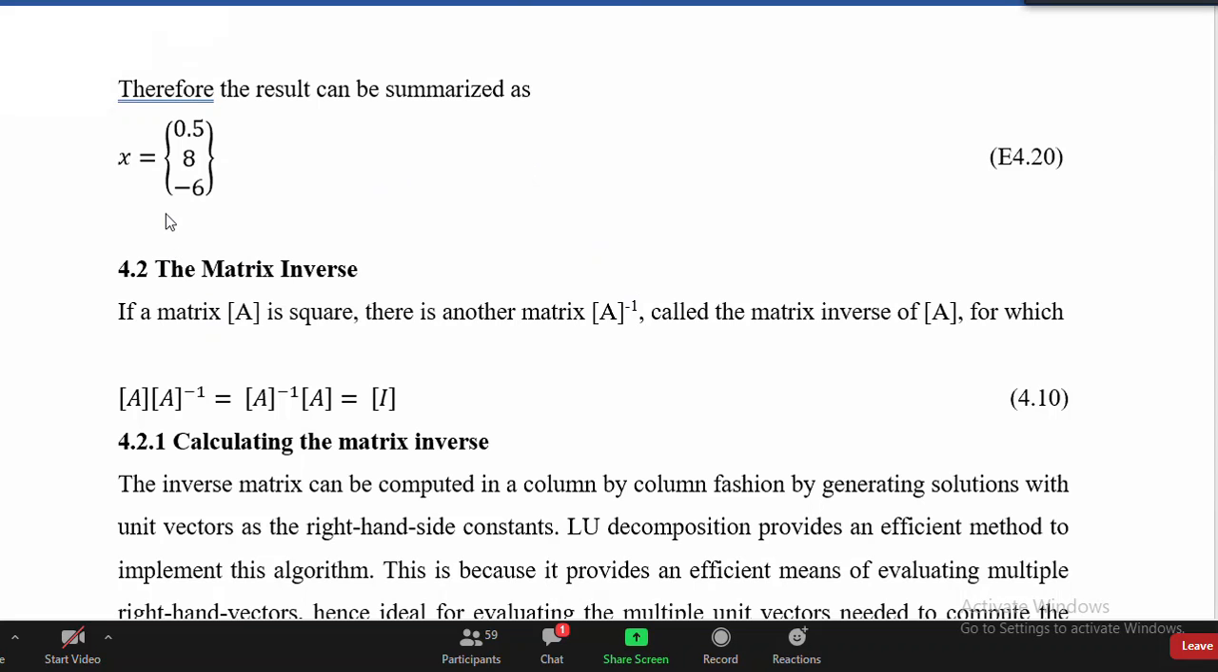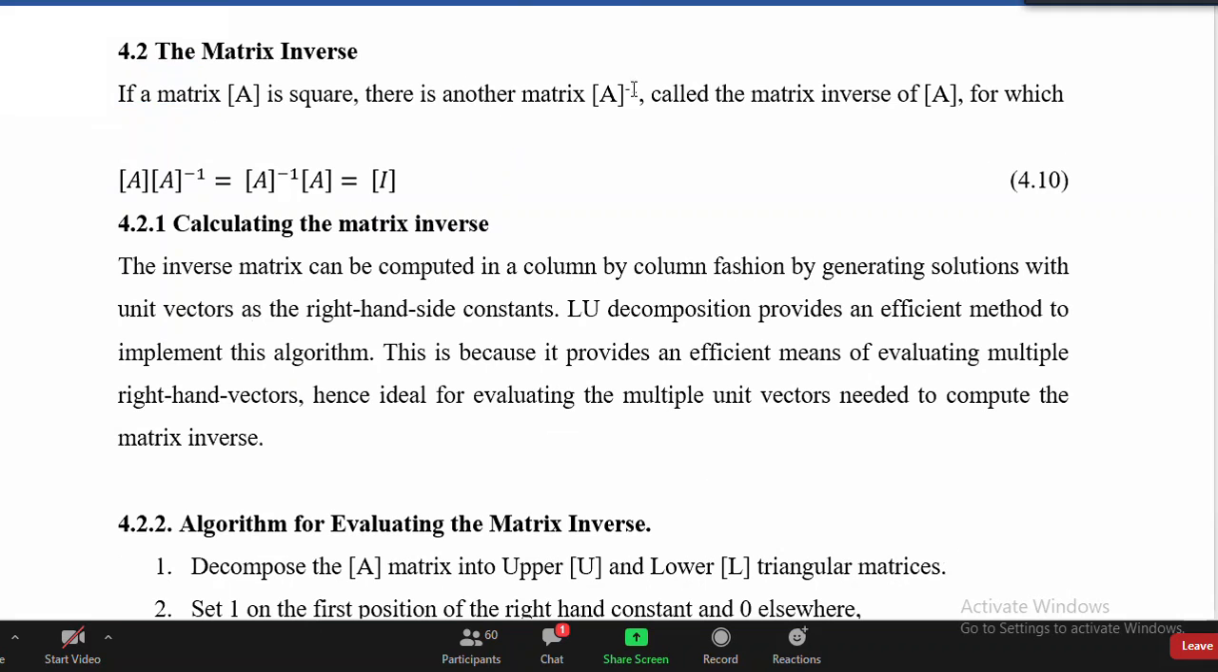So we use this same method to calculate the matrix inverse. Matrix inverse is very, very important. There is another matrix, A minus 1, the matrix inverse of A, for which, if we multiply A by A minus 1, it will give us the identity matrix.